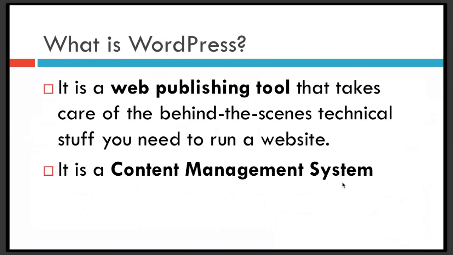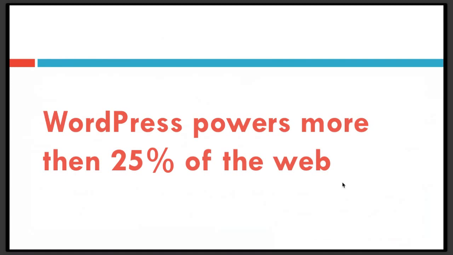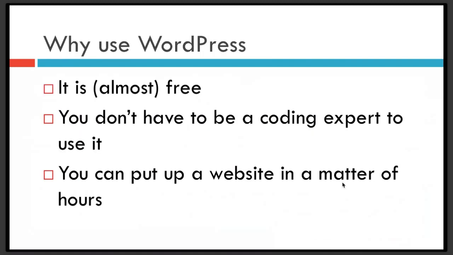So WordPress, in simple words, is a publishing tool that takes care of the behind-the-scenes technical stuff that you need to run a website. And it is a content management system, which means that all the content is stored in a database, and what you see on the screen is managed by a different part of the software that pulls the content from the database and arranges it on the screen the way you want. WordPress powers more than 25% of the web, which means it is really, really popular.